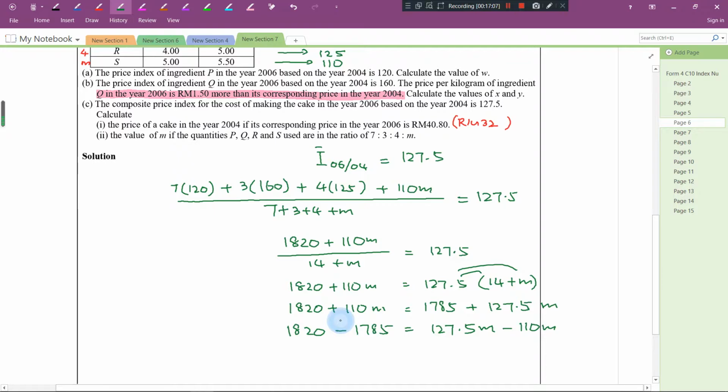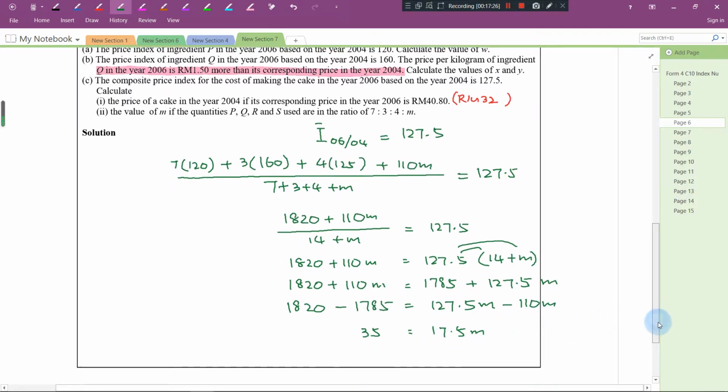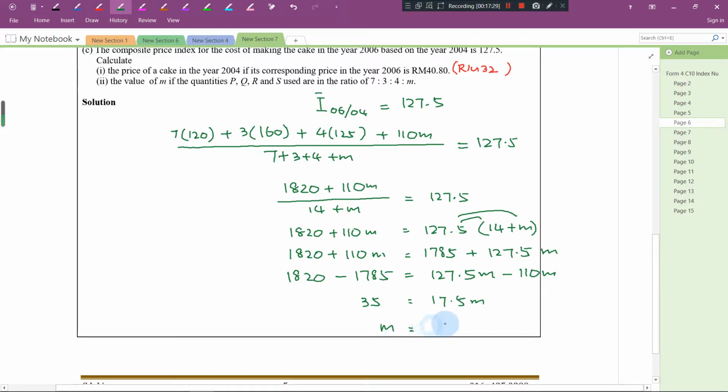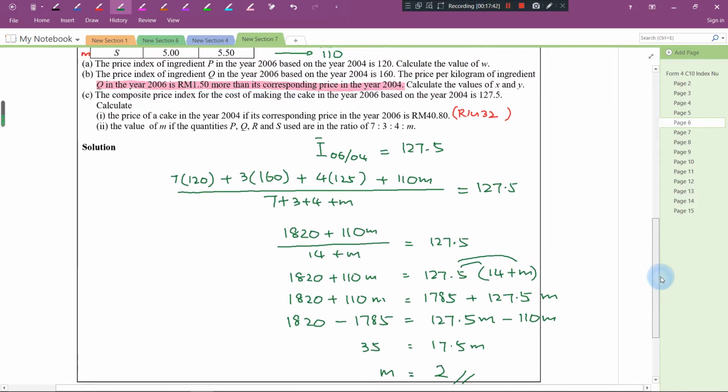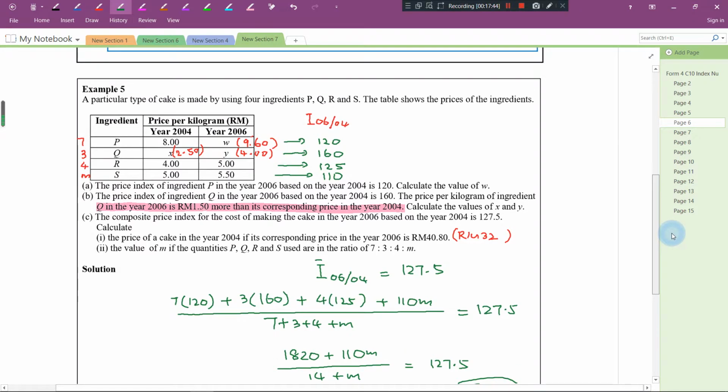Okay, this is equal to 35, correct? Yes. This is equal to 17.5 m. Okay, so we are almost at the answer. 35 divided by 17.5. Okay, finally we got the answer. m is equal to 2. Okay, so this is how we solve the question for the composite index.